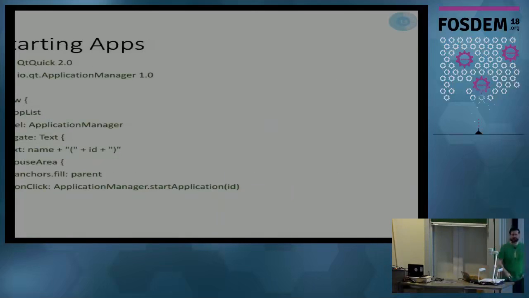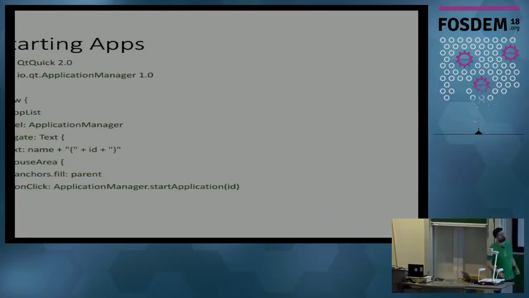So how do you then start an app? And now I hope you're all up to speed on your QML. Let's see if I can do a mouse pointer here. So ListView here is a view of a model. So it basically shows you a list of things, and the delegate here is what's instantiated for every item in that model. And the model itself is this ApplicationManager, which contains a list of all your installed applications, all the available applications in the system.